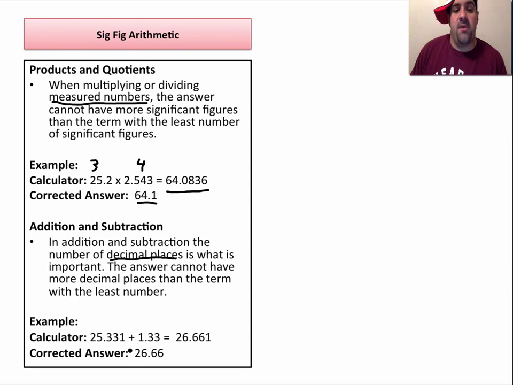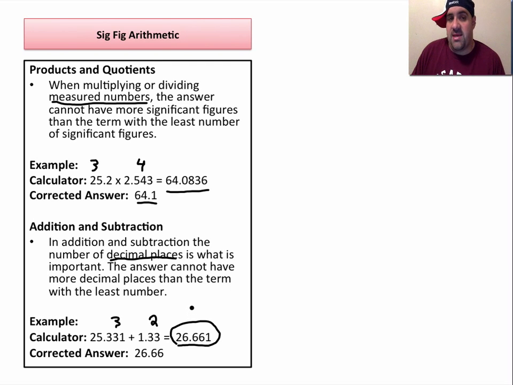So for example, if you were to take 25.331 and add it to 1.33, your calculator would give you 26.661. The problem with this is the answer cannot have more decimal places than the term with the least number. So how many decimal places does this number have? 3. How many decimal places does this number have? Only 2. That means your final number can only have 2 decimal places. Your answer cannot be any more accurate than your least accurate measurement.